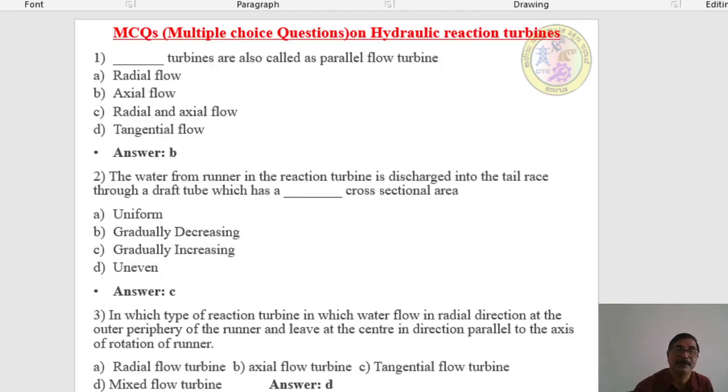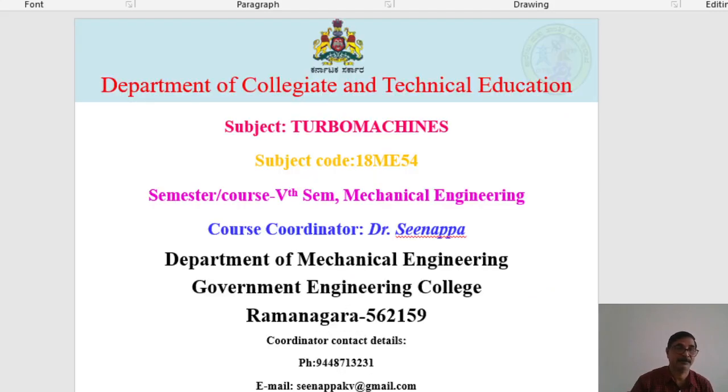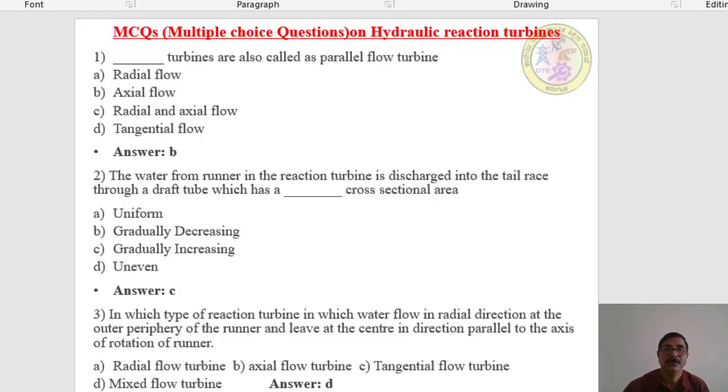Next, we'll come to the multiple choice questions. Now we have a few multiple choice questions pertaining to hydraulic reaction turbines. First one is, dash turbines are also called parallel flow turbines. There are four options, you need to choose the right answer: radial flow, axial flow, radial and axial flow, tangential flow.